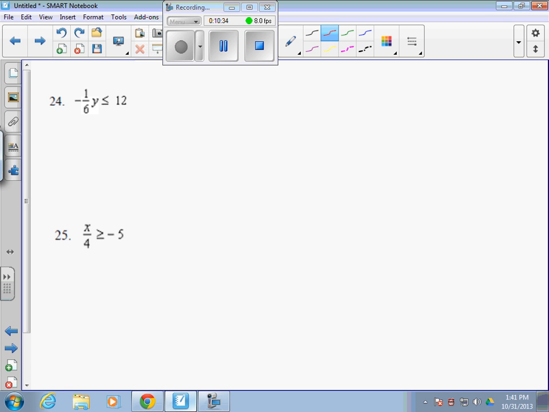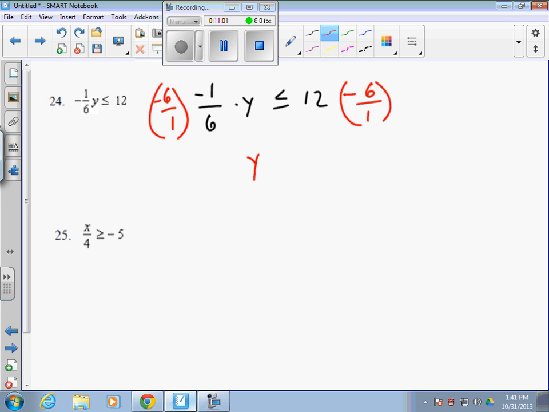-1 over 6 times y. Put it right here where we can see it a little bit better. Times y is less than or equal to 12. Again, you undo multiplying by something by dividing. But if you divide by a fraction, ultimately you're going to wind up flipping it and multiplying by its reciprocal. So -6 over 1 is the same thing to multiply it by. So times -6 over 1 on this side as well. It'll leave you with just y on the left.